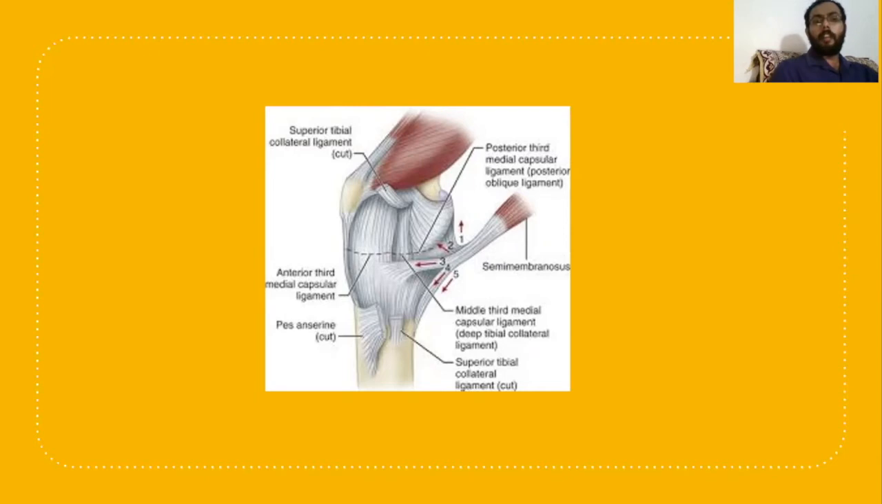Another clinical examination for anserine bursitis is to ask the patient to flex the knee joint against our resistance, in which the patient feels typical pain over this particular area, the pes anserine area. This is the clinical examination test: ask the patient to flex the knee against our resistance.